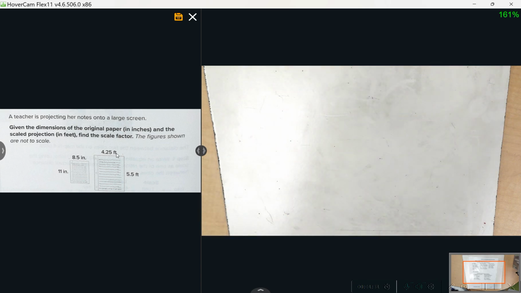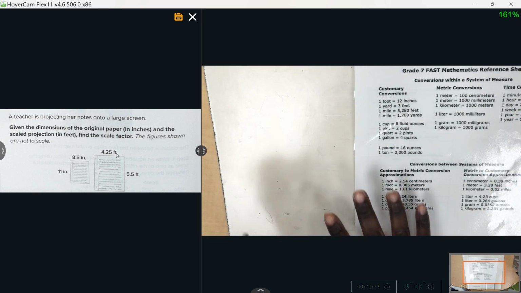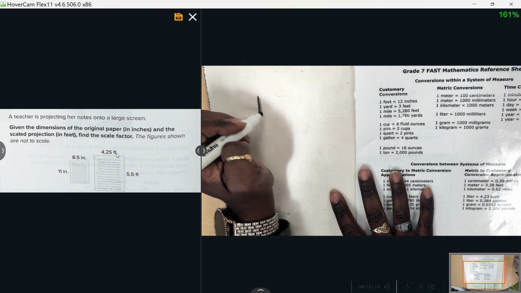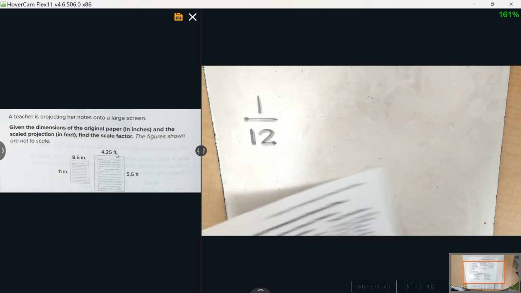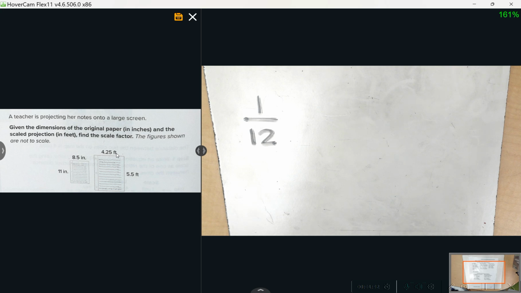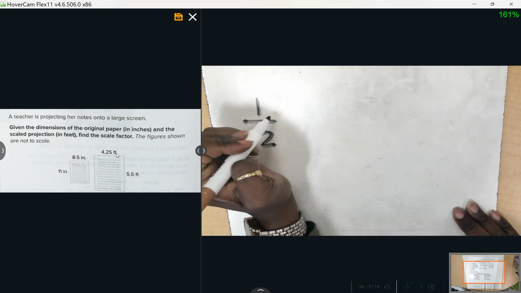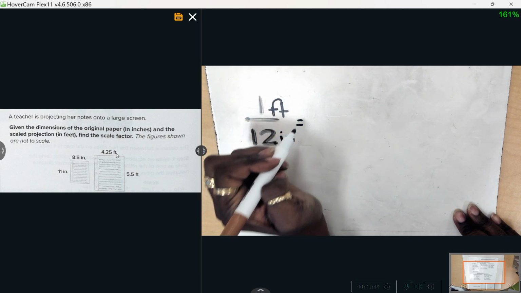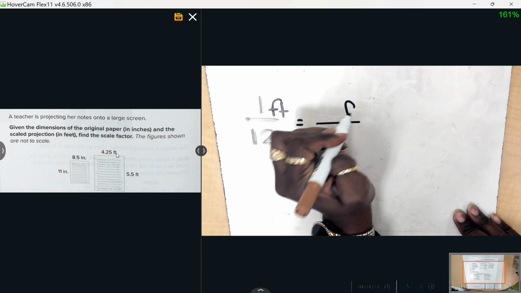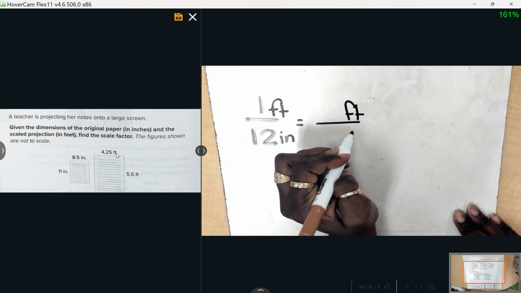It does not matter if you convert from feet to inches or from inches to feet, you're still going to come out with the same scale factor. So I am going to use inches to feet. I know that 1 foot is equal to 12 inches, and this is where we go back to our proportional relationships. So I'm going to make this 1 foot is equal to 12 inches. We're saying that that's proportional to X amount of feet and blank inches.